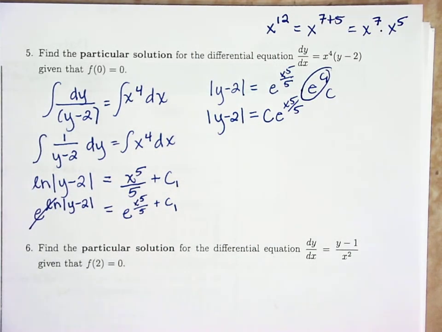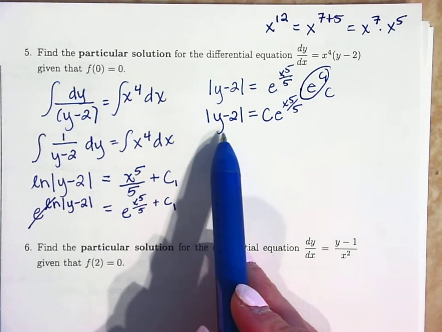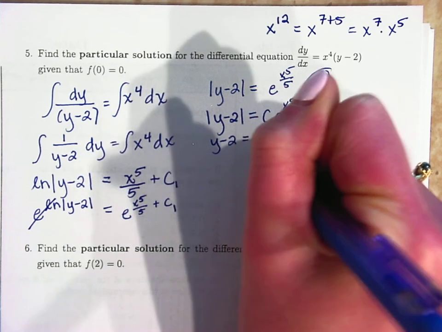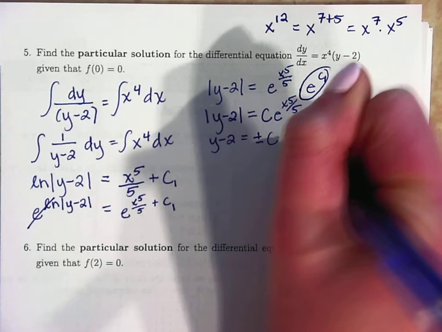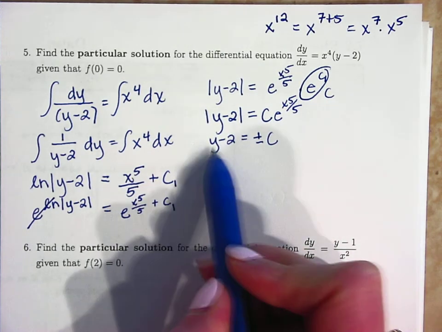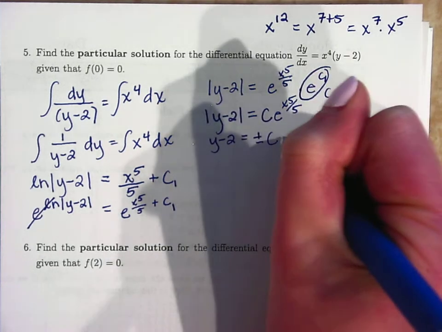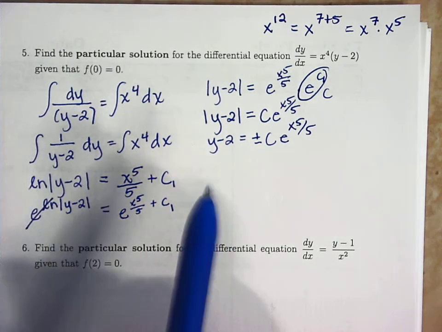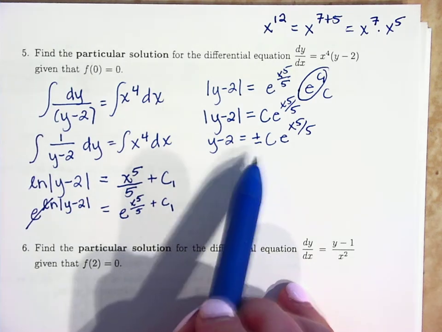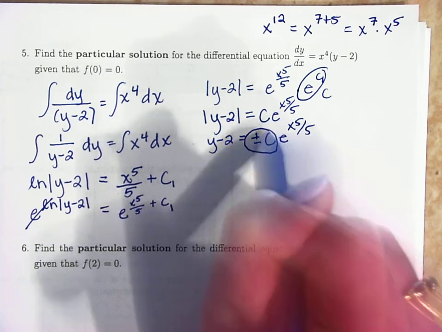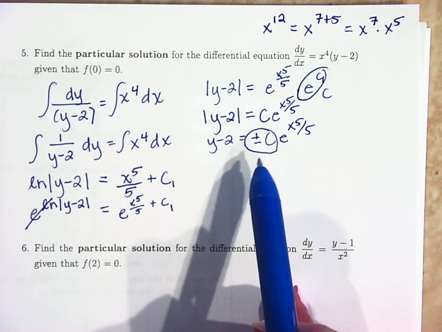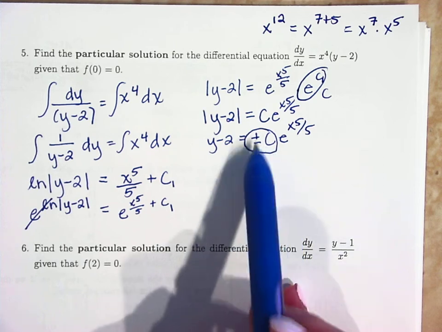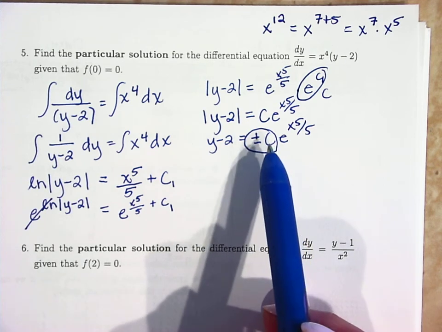Okay, I'm still solving for y. I'm still trying to isolate y. On the left-hand side, I need to drop the absolute value symbol. When I drop it, I'm going to add a plus or a minus sign to my right-hand side of the equation. So when I drop absolute value, I have y minus 2 equals plus or minus c e to the x to the 5th over 5. This is a little strange the first time you hear it, but plus or minus c is again just another constant. C right now could be a negative number or it could be a positive number. So think of this plus or minus as being absorbed into what I've called c.